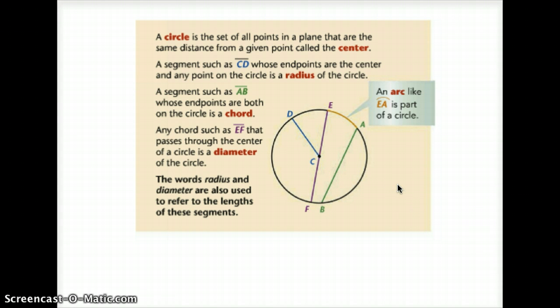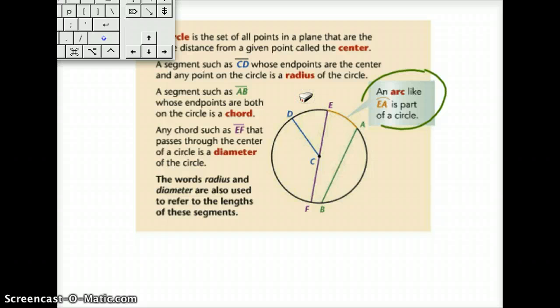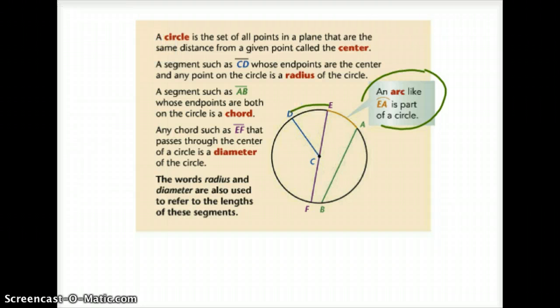So you can come back later to use these as your notes to figure out what these key terms mean. The other one that we're going to talk about is an arc. An arc is just 2 points on the outer circle and that curved line that connects them. And again, you could have an arc anywhere. You could have this be your arc if you wanted. Arc DE. So that's what an arc is.